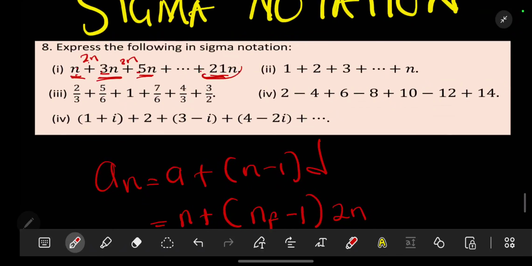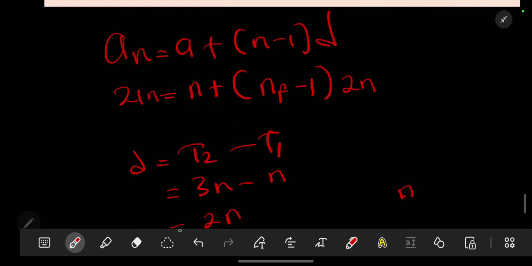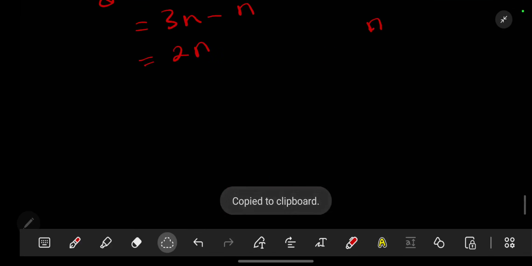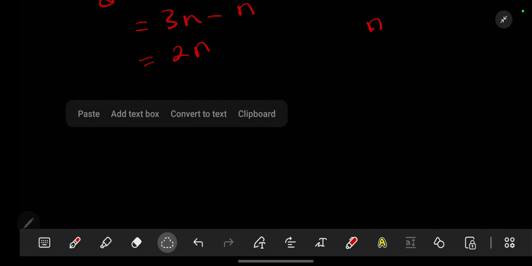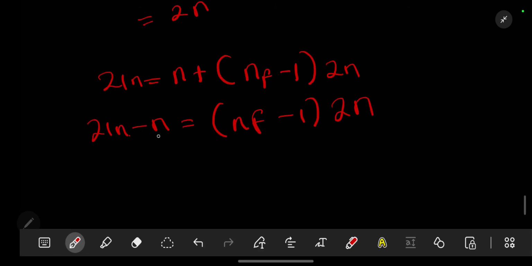Then the final term, which is our a_n, is equal to 21n. So what do we have? Let's take this and do the needful. Our n goes to the other side, so we have 21n minus n equal to (n_f minus 1) times our 2n. So 21n minus n gives us 20n, which should be equal to our (n_f minus 1), then we have our 2n.